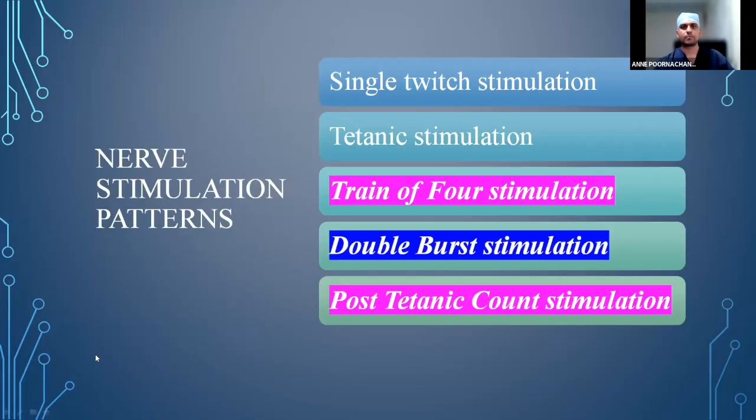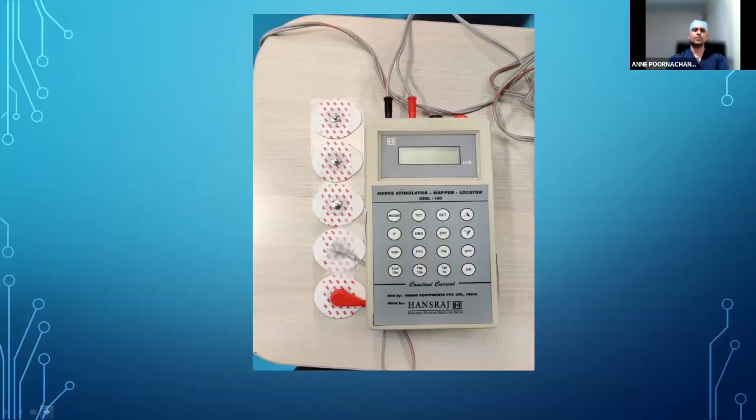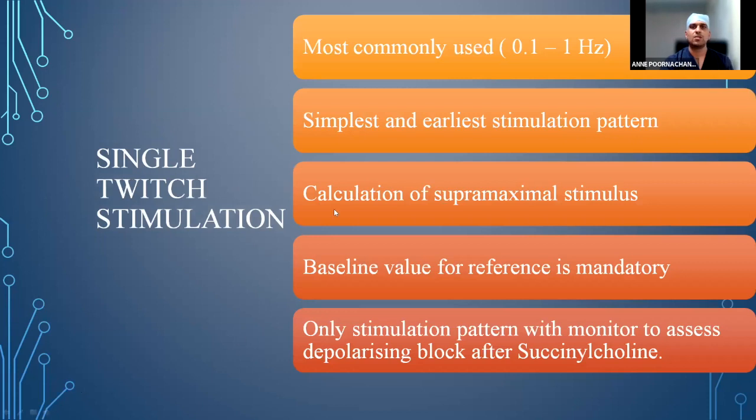So coming to the different nerve stimulation patterns: single twitch, tetanic stimulation, train of four stimulation, double burst stimulation, and post-tetanic count stimulation. The most clinically useful stimulation patterns are the train of four stimulation and the post-tetanic count stimulation. This is a simple peripheral nerve stimulator that we use at our hospital. So coming to single twitch stimulation, it is the simplest and earliest stimulation pattern, useful for calculation of supramaximal stimulus.